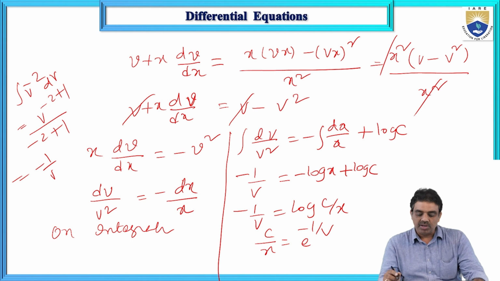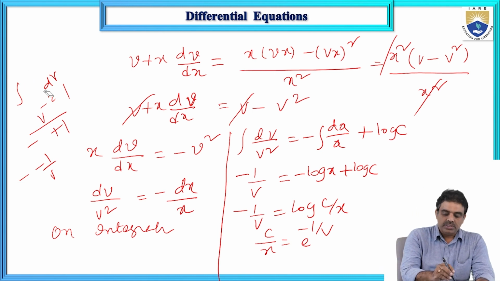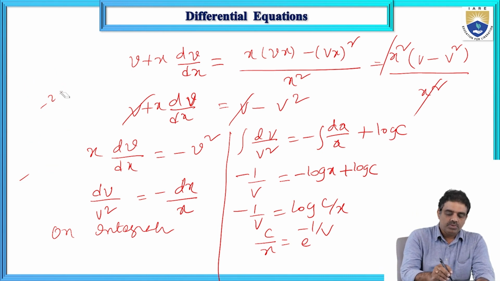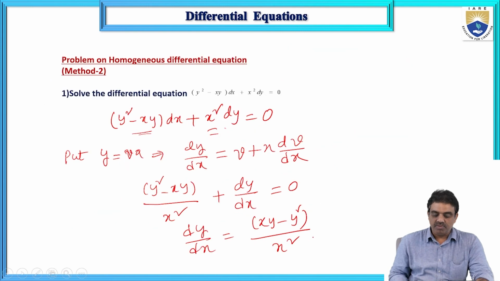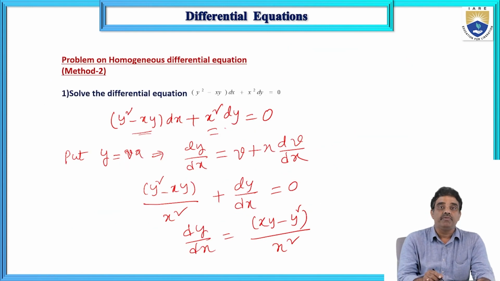Or finally what we can write here? c is equal to x into e power minus 1 by v. But what is v? What we have substituted? y is equal to vx.